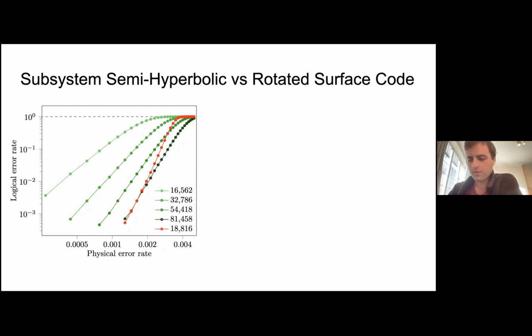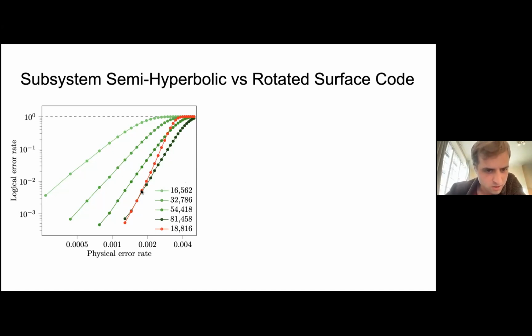And then this is comparing the performance of a subsystem semi-hyperbolic code to the rotated surface code. So each of these green lines is a rotated surface code. The legend shows the number of physical qubits. And these are all encoding 338 logical qubits, just because that was the block length. Well, that was the number of qubits encoded in the subsystem semi-hyperbolic code.